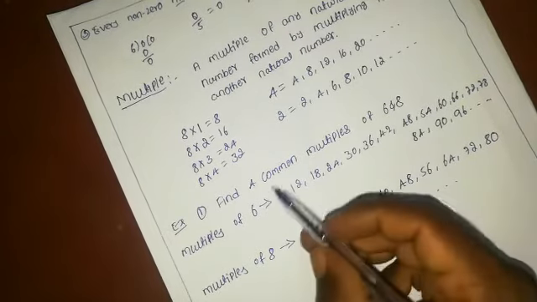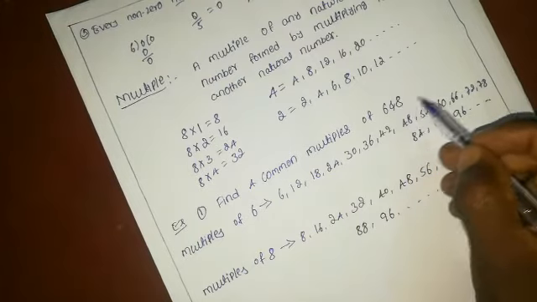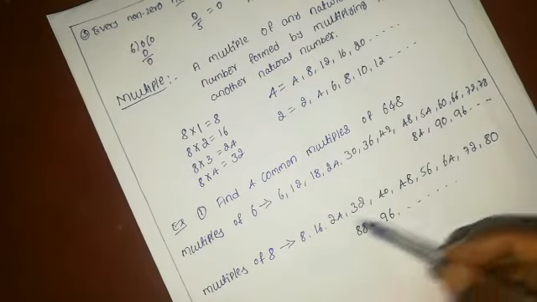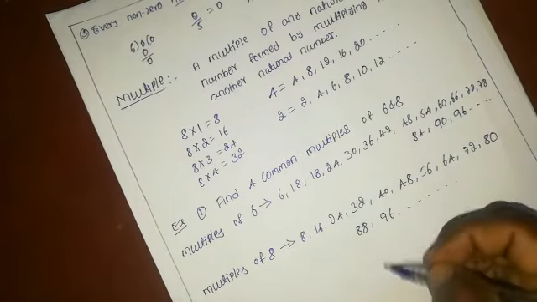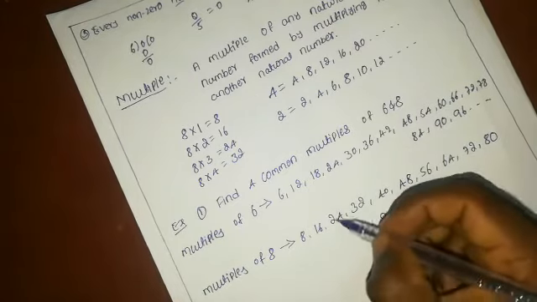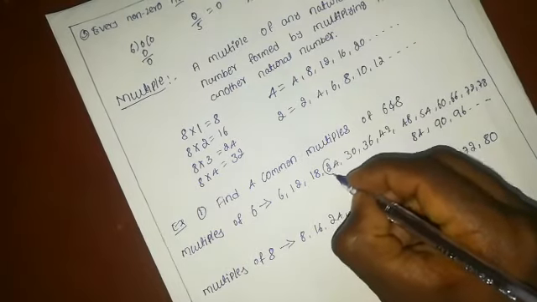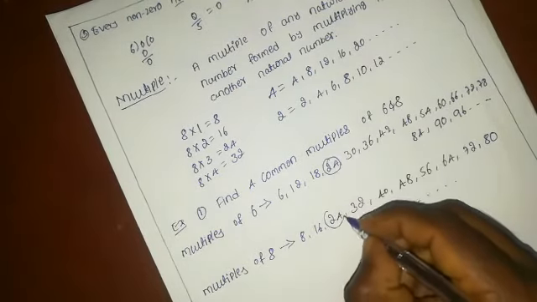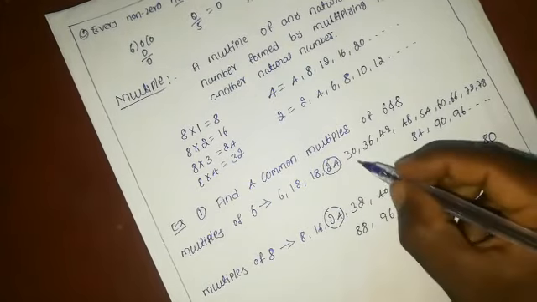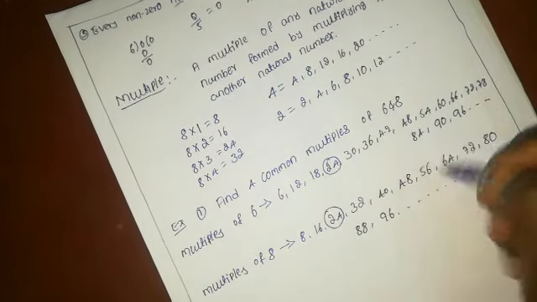Now we have to find out the 4 common multiples of 6 and 8. We already found out the multiples of 6 and the multiples of 8. Now we have to find out the common multiples. Here is 6, 12. There is no 12 here. Here 24, here also a 24 and here also 24. 24 is a common multiple of 6 and 8, and then 30, 36, 42 and 48.